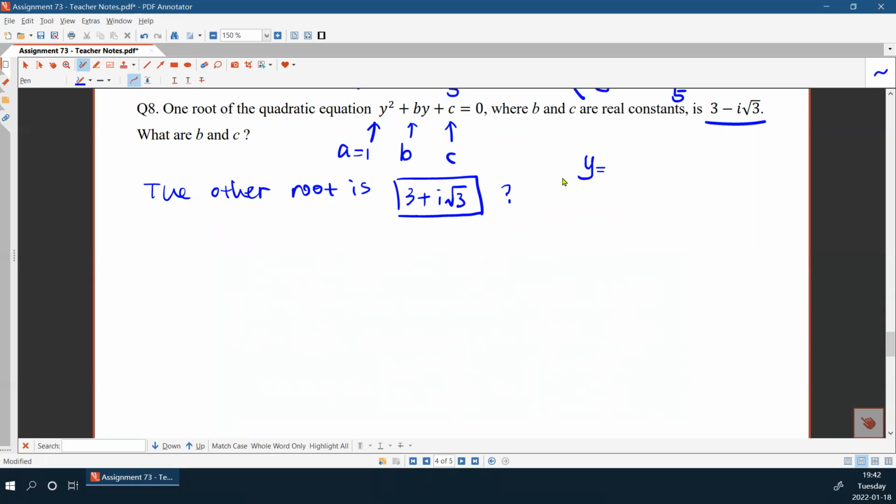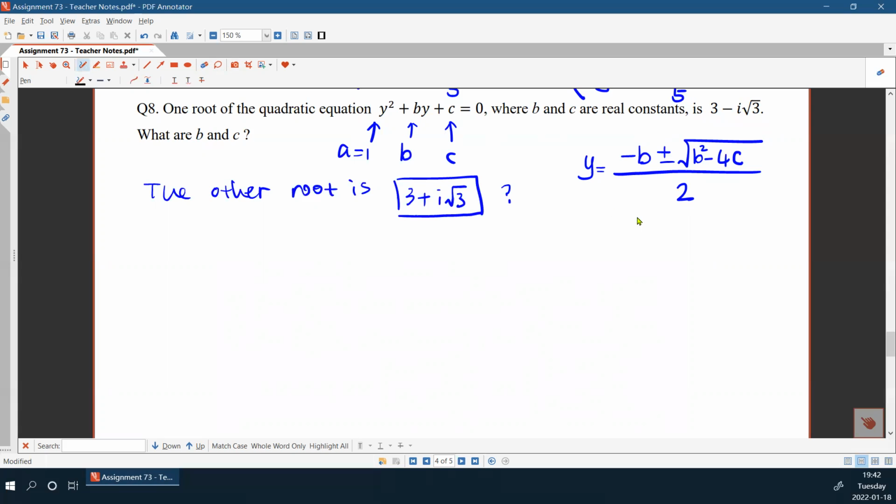According to the quadratic formula, the roots are given by this formula, right? Over 2a, which is 2. Negative b is just negative b, and then plus or minus the square root of delta, right? Delta is b squared minus 4ac. So 4 times 1 times c, it's just b squared minus 4c. Okay, if one root is 3 minus i times the square root of 3, apparently there is an i in one of the roots.